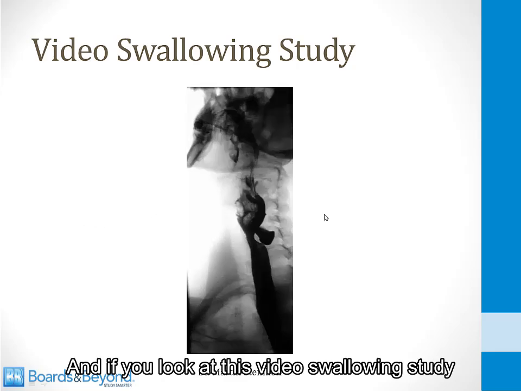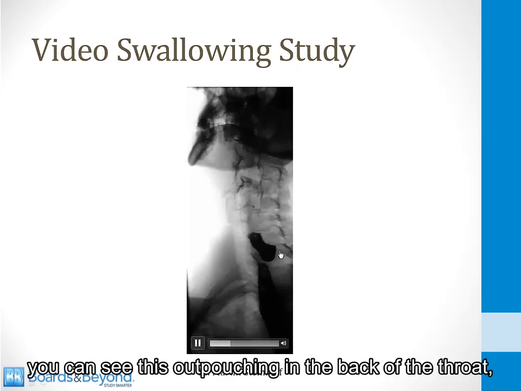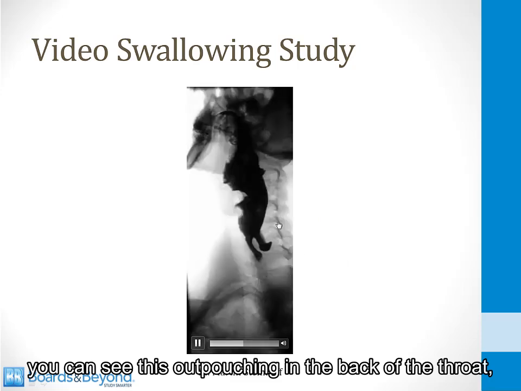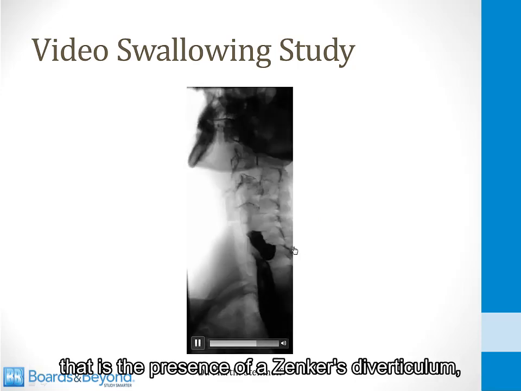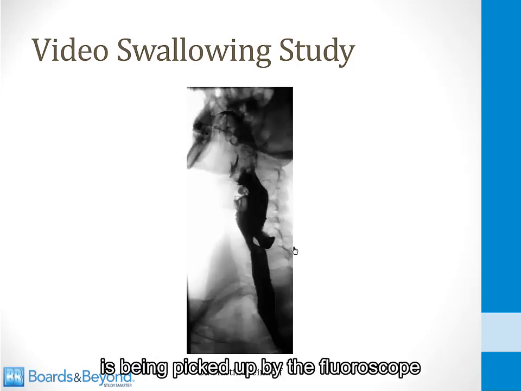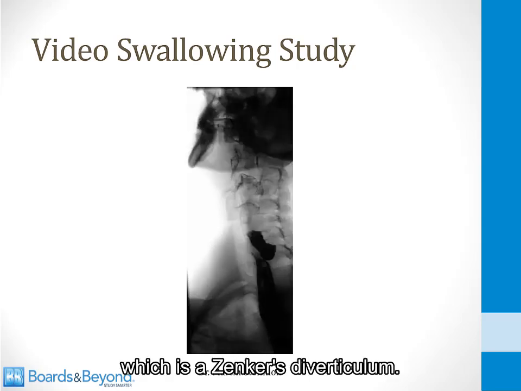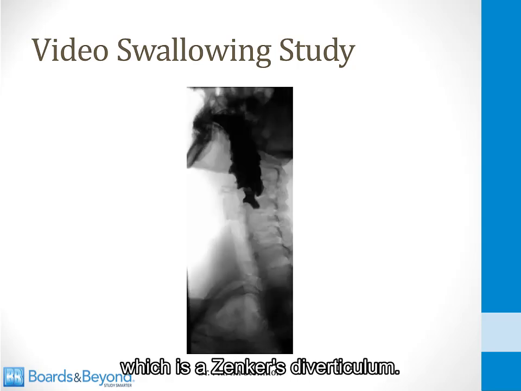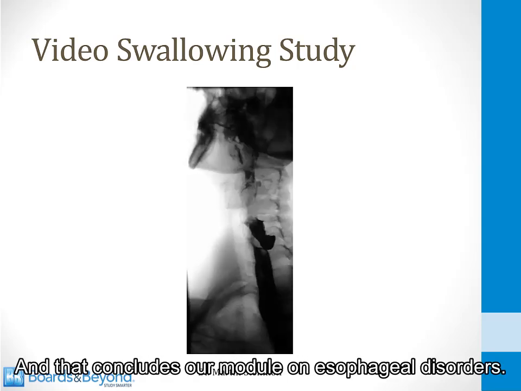If you look at this video swallowing study on the screen here, you can see this outpouching in the back of the throat. That is the presence of a Zenker's diverticulum, and the dark liquid material is being picked up by the fluoroscope as collecting in that outpouching, which is a Zenker's diverticulum. And that concludes our module on esophageal disorders.